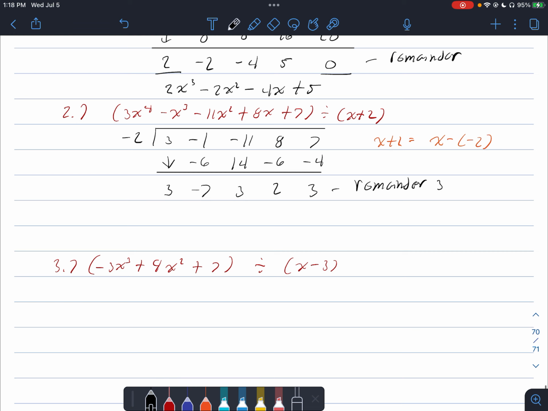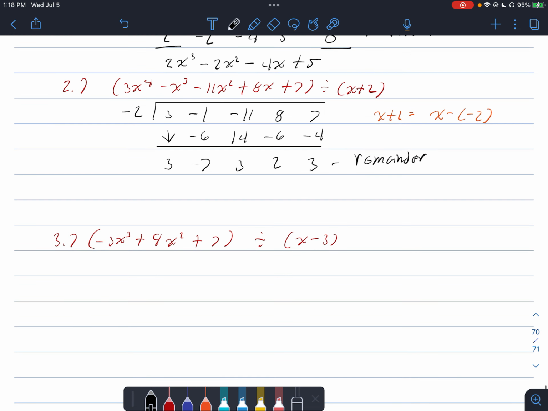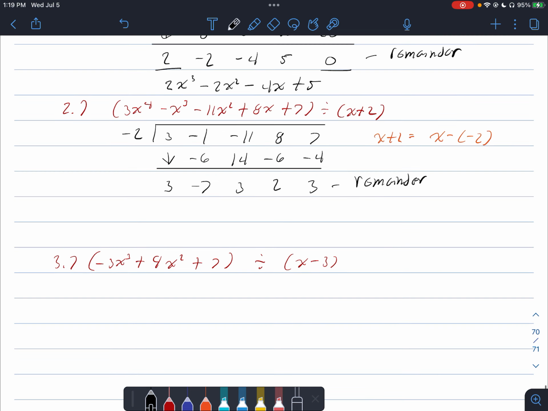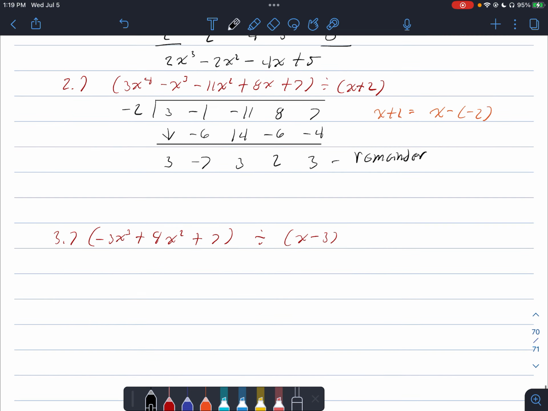So our remainder is 3. Okay. And now these are the coefficients for a polynomial of degree 1 lower than the initial one. So we initially had a polynomial of degree 4, so now we're going to have a polynomial of degree 3. So our answer is going to be 3x to the third minus 1x, or just minus x squared, minus 11x.